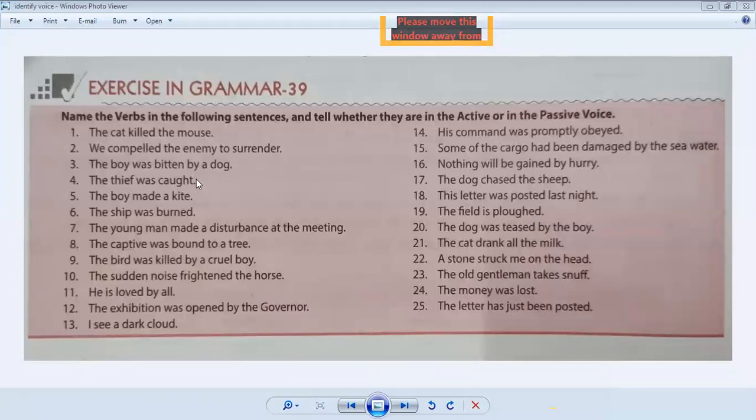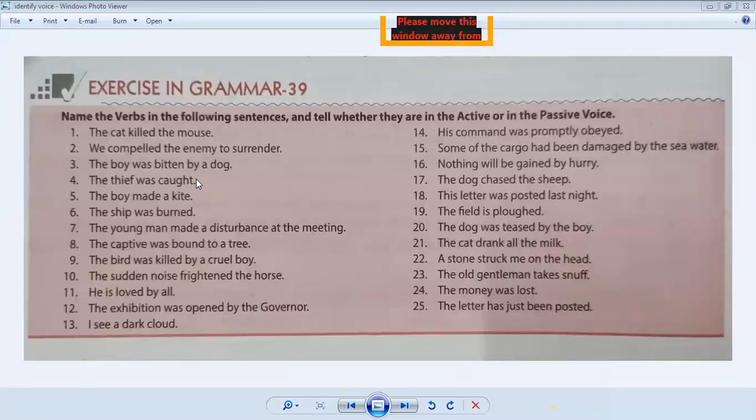Okay, let's discuss. First one, the cat killed the mouse. Now, what is the action here? Killing. Is the cat doing that action? Yes. So this is active voice. Second one, we compelled the enemy to surrender. What is the action here? Compelled. Who compelled the enemy? We. So the subject is active. So this is also active voice.